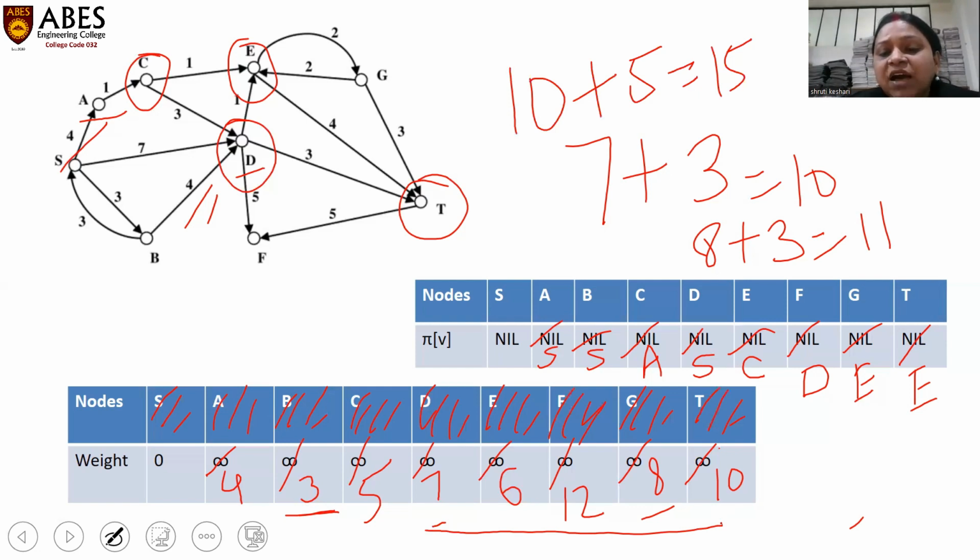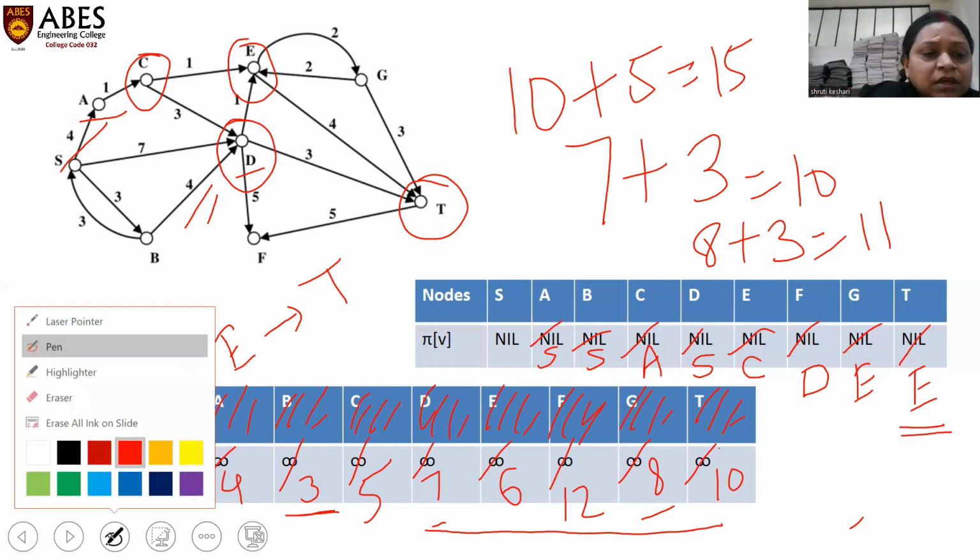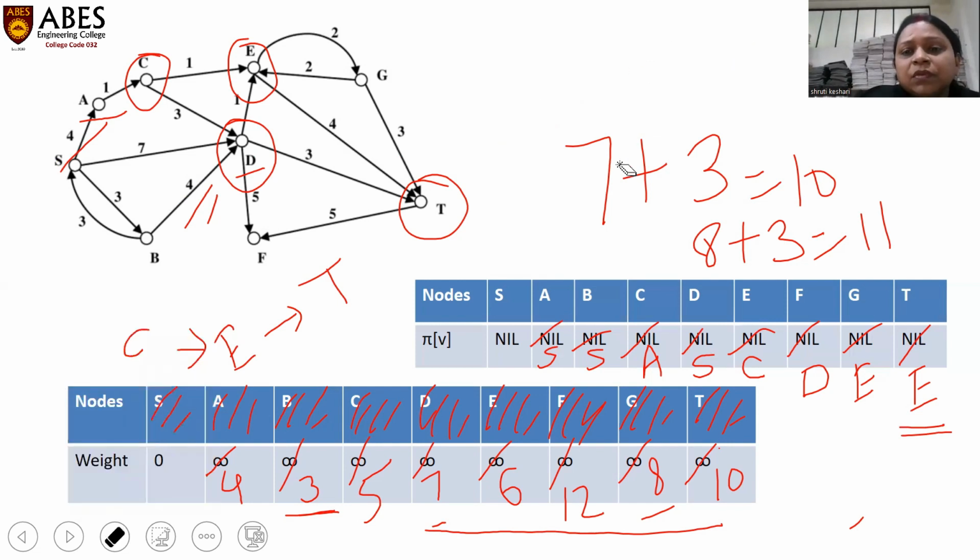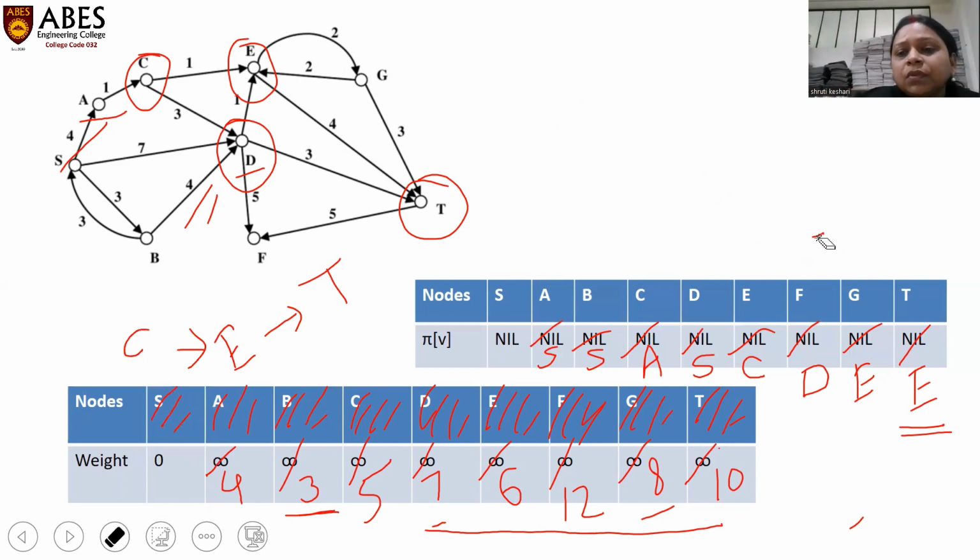Now just check the path from S to T. Just go for the parent value. T is containing the parent value of E. Now, E is containing the parent value of C. Now, again, I'm writing this one. You are getting T value from E. We are checking this value from the parent table, this one. And we are getting this value E from the C.